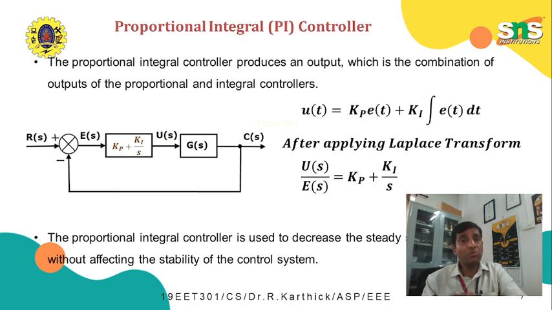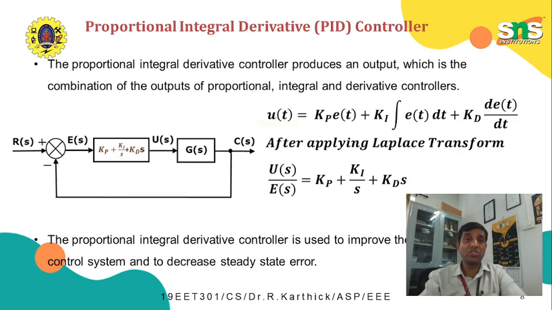Now in order to make use of the advantages of all three controllers, we are going to use the PID controller, which is the proportional, integral and derivative controller. You can see the output is the sum of a term proportional to the error signal, a term proportional to the integral of the error signal, and a term proportional to the derivative of the error signal. It is used to improve the stability of the system and also to decrease the steady state error. So all three advantages are realized in this PID controller.